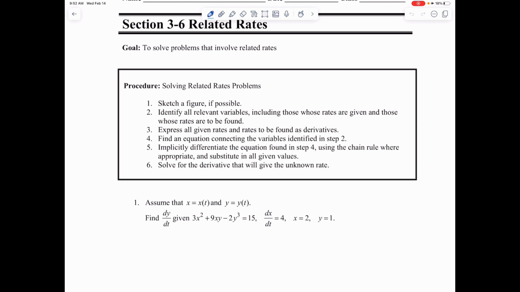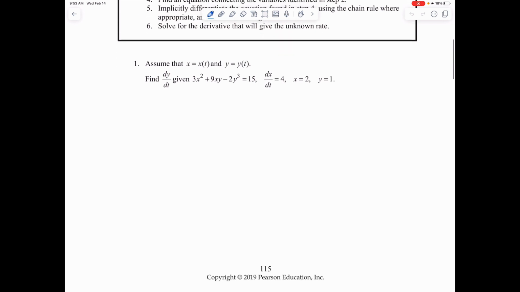Once we have differentiated, we can substitute in any values we've been given and then solve for the derivative that will give us the unknown rate. This process is generally what we'll use every time. Of course, with different scenarios, we may have a few different steps. So let's get started. Assume that x is x of t and y is y of t.